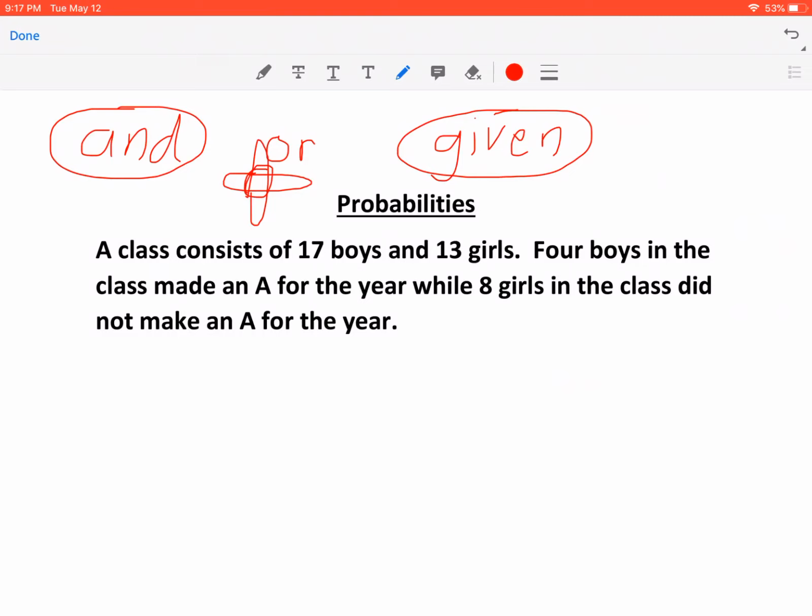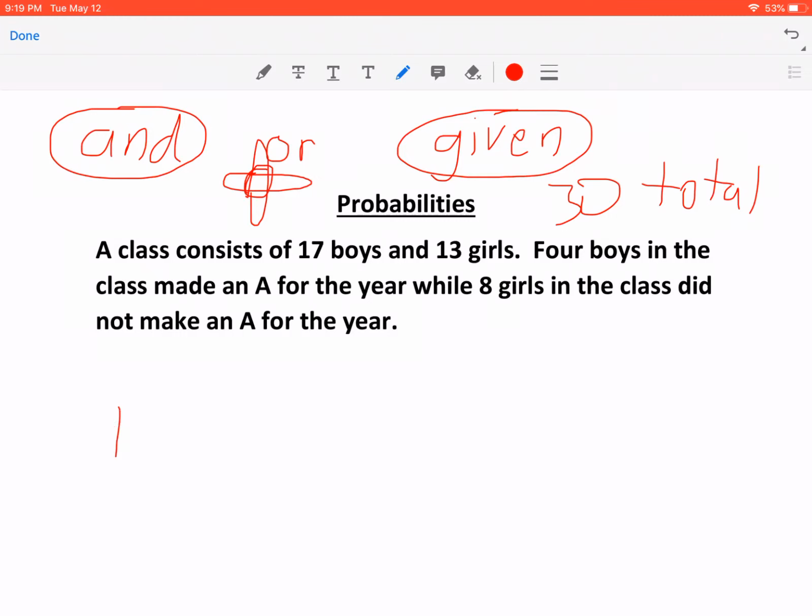Okay, so this problem, you're going to see one just like this on Schoology. A class consists of 17 boys and 13 girls, so automatically we know we have 30 total in the class. We'll put that in a second. 4 boys in the class made an A, while 8 girls in the class did not make an A. These are pretty clear cut: either you made an A or you didn't make an A. That's it. So you need to make rows or columns for boys and girls.